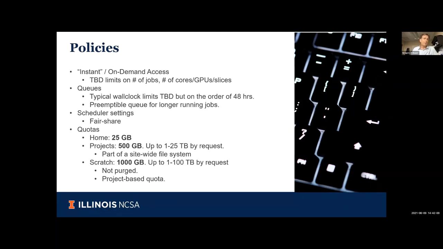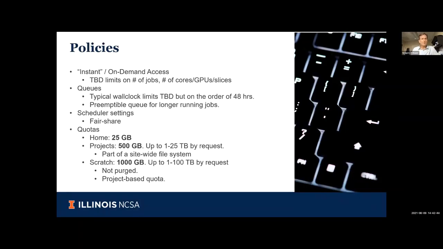We're still forming our queue policies. We know that most sites typically have normal queues that run on the order of 2 days, and that longer running workloads are possible. They have restrictions on the number of jobs and nodes, but are also preemptible. So we're looking at setting up those and looking for feedback as well. Scheduler settings, of course, we'll be implementing fair share to make sure that we allow everyone equal access to the system. And for quotas, our default home quota space will be 25 gigabytes, which is in line with most other centers.